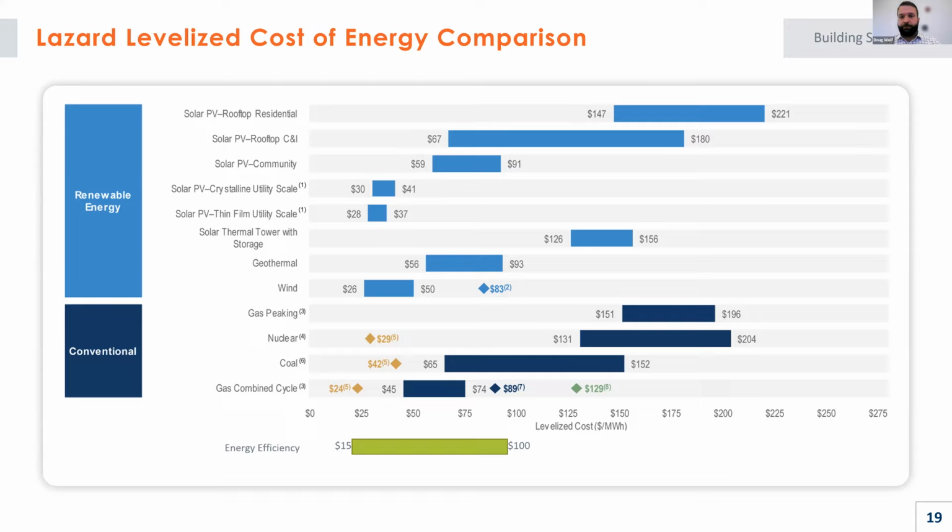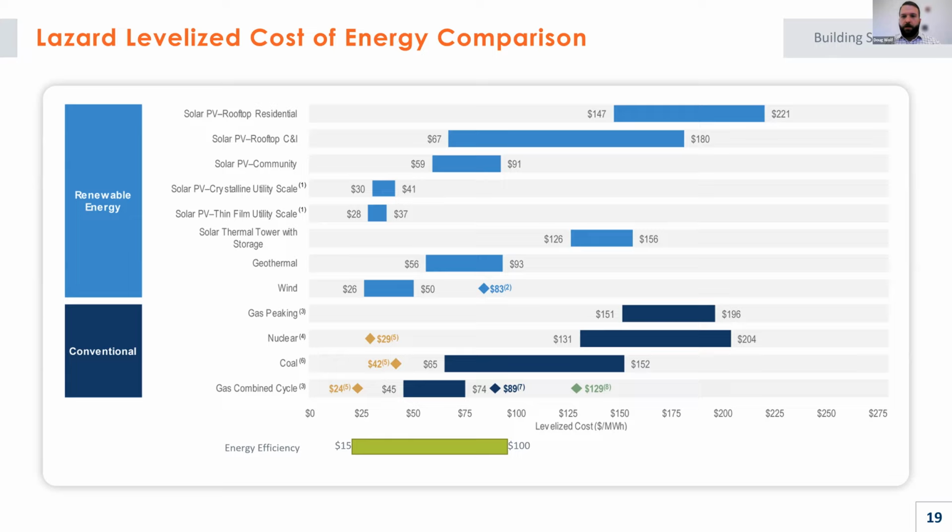It allows conventional systems to be compared to renewable systems that have much lower ongoing costs because they don't have the fuel component. The bars here are cost ranges for different technologies, and some of the orange diamonds you'll see are the ongoing costs after an asset has been fully depreciated. So it's kind of the fuel and maintenance costs only of natural gas, coal, or nuclear plants.